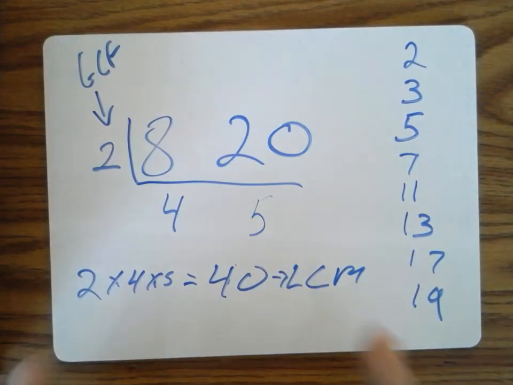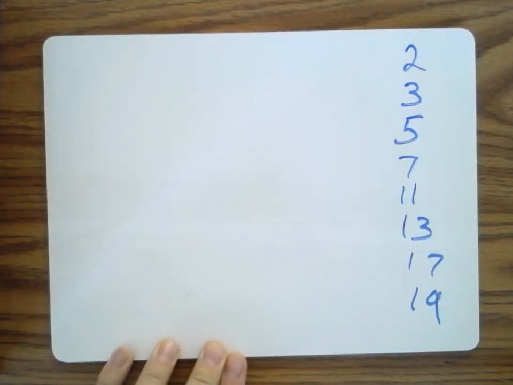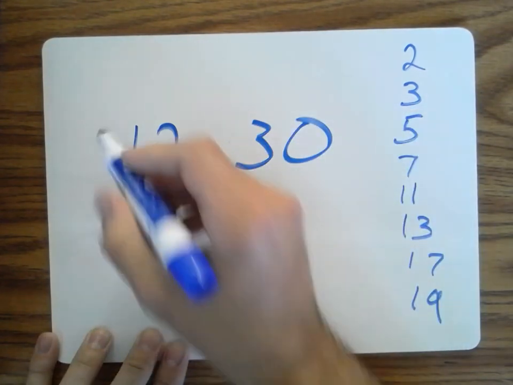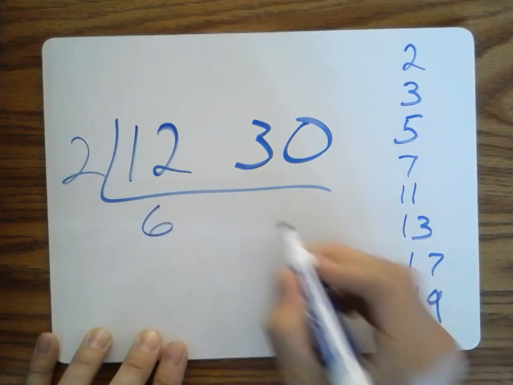So this method works, and it's not always one step that it works. So let's try one more here, see if we can get a few more steps and show you that real cake setup, right? 12 and 30. So first step, yes, 2 does go into both numbers, 6, 15.